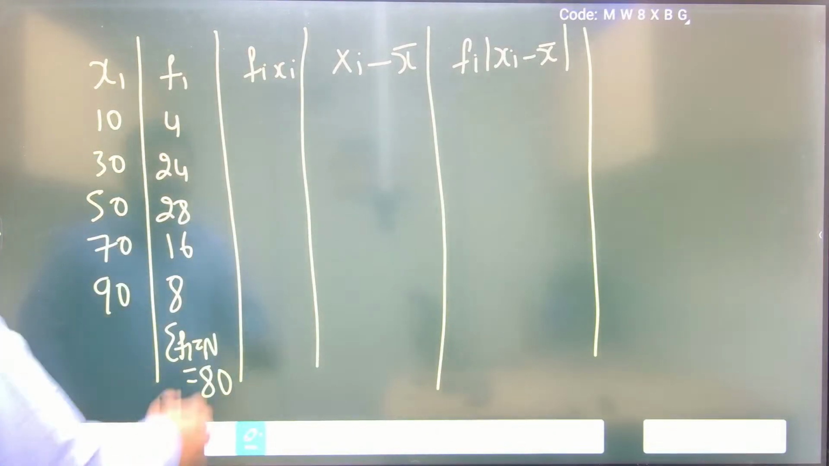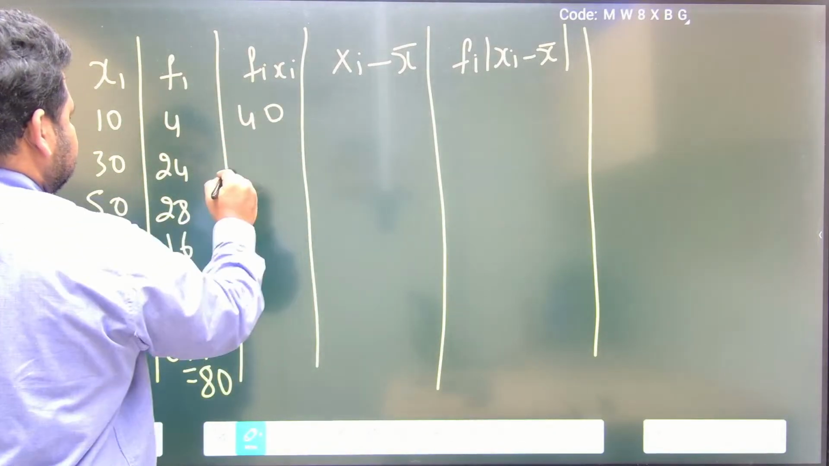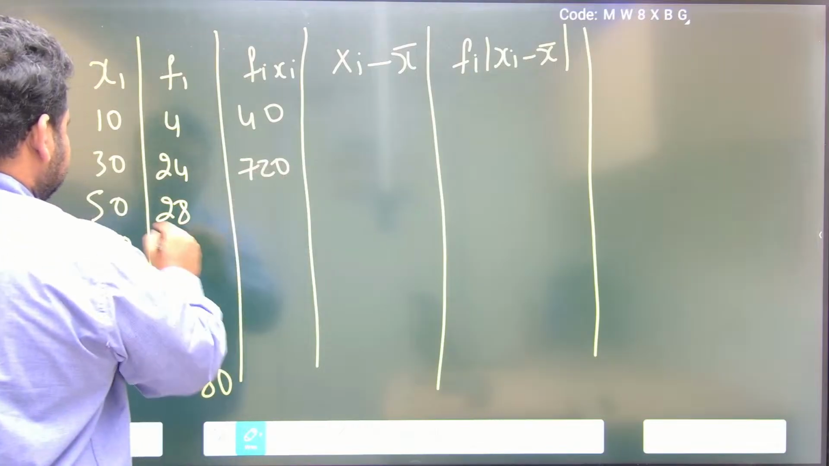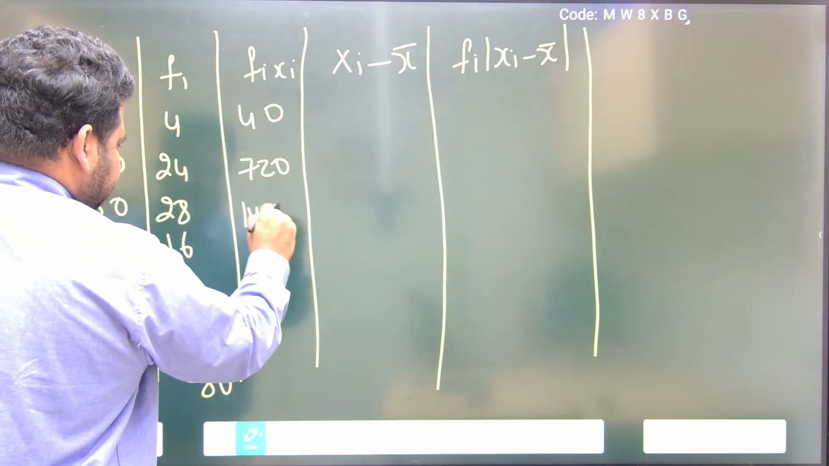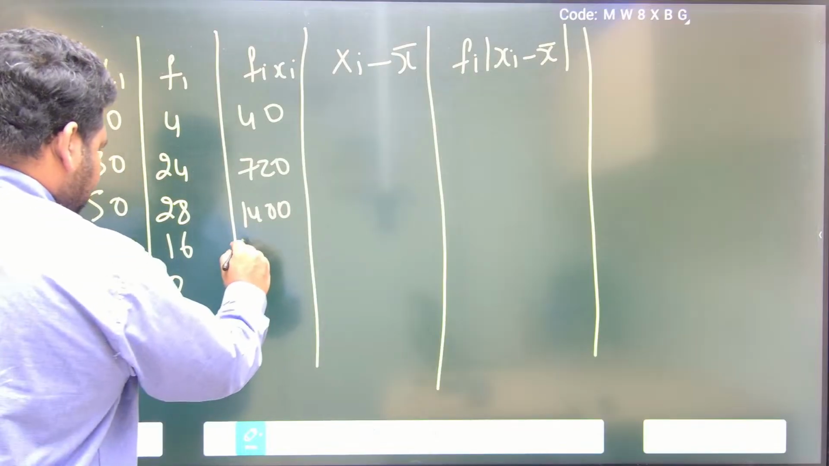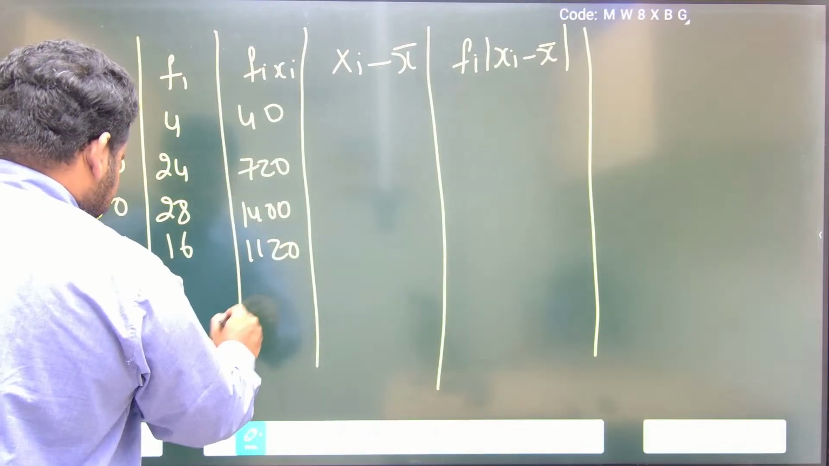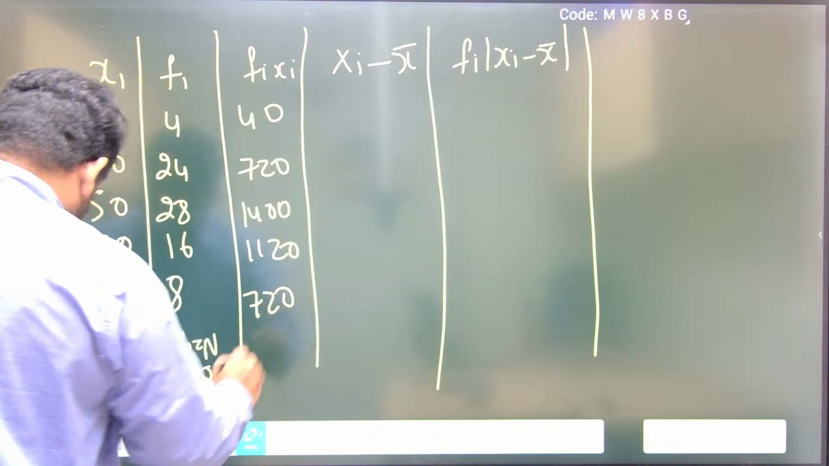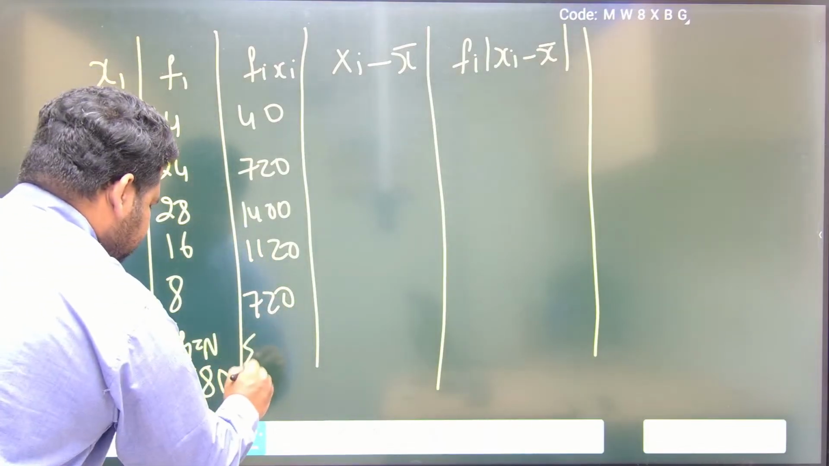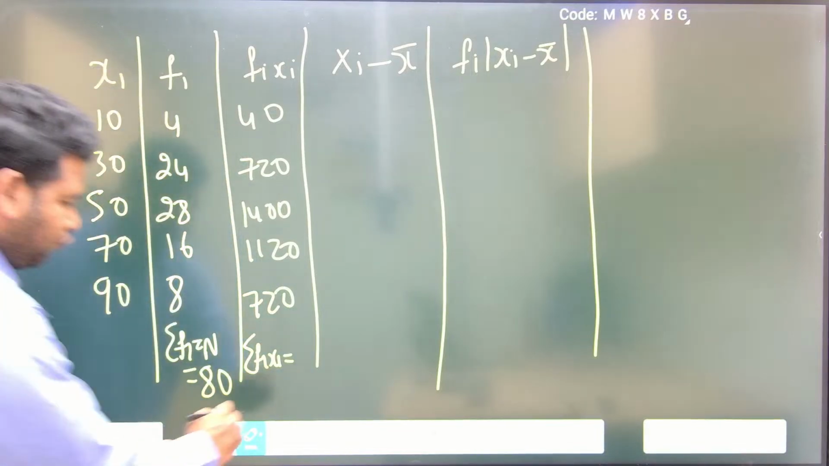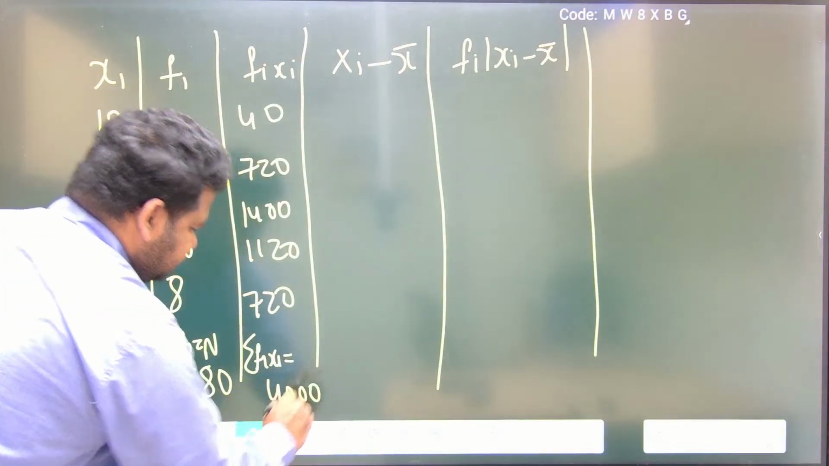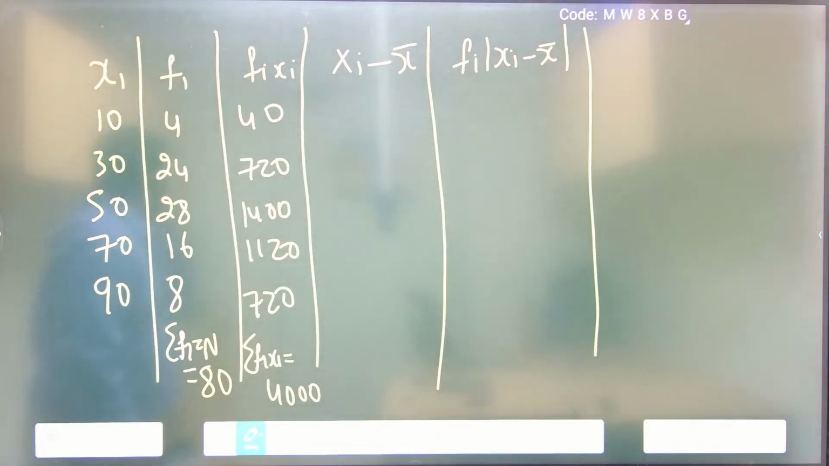fi into xi, if you multiply, this will be 40, this will be 720, this will be 50 into 28, 1400, I am writing directly. This will be 1120, this will be 720 again. Summation of fi xi, on calculating, you will get it as 4000. These are very simple calculations which you can do.